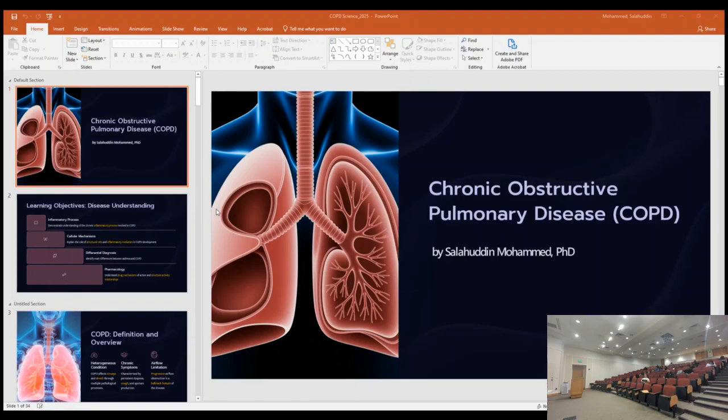A 70-year-old former coal miner presents with chronic cough, dyspnea, and sputum production. What is it telling us? It can be asthma or COPD. Okay, let's move forward. Spirometry confirms persistent airflow limitation. What is airflow limitation? I told you.